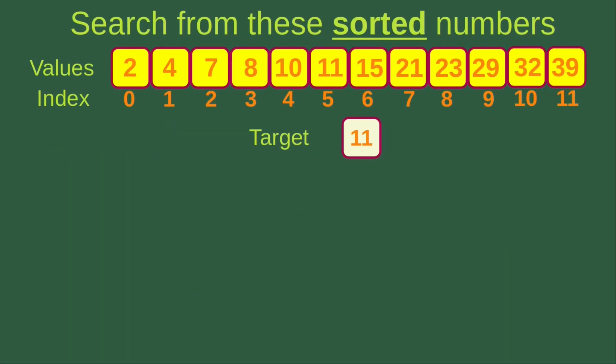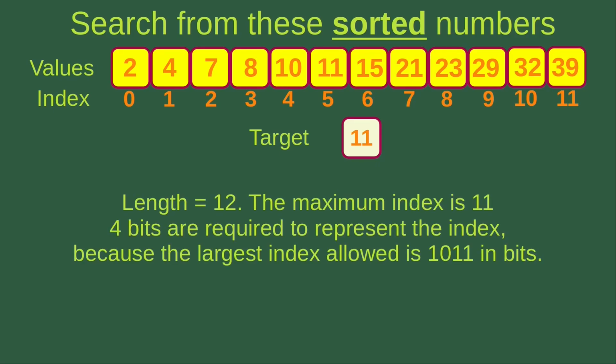Now let us see this example. Suppose I have a number of sorted numbers, and our target is 11, which is inside the array. Now we have a length of 12 from this array, and of course the maximum index allowed is 11 if we start the index with 0. And for 11, we need 4 bits to represent this index because the largest index allowed is 1011 in binary digits.